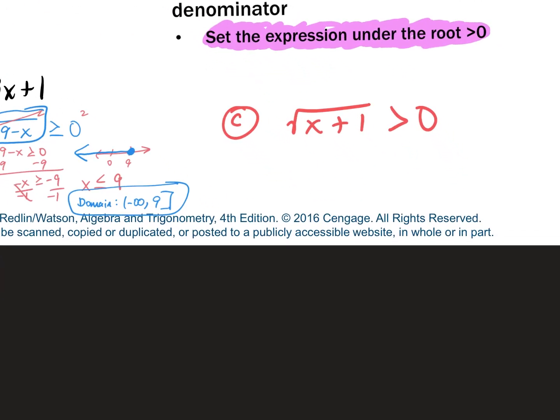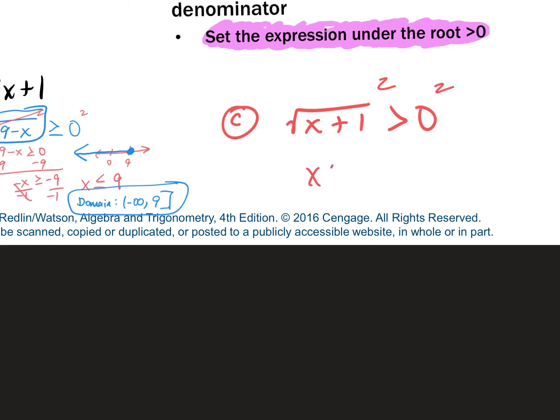Very good. So how do we solve this? Super easy. Can't you just tell what it is just by looking at it? Kind of, but some of them are going to be a little more complicated. So we're going to square both sides, right? So x plus 1 greater than 0. And yeah, you can tell a lot of the times, but I need to see your thought process. So make sure you're doing this. So I'm going to subtract 1 from both sides. I get x greater than negative 1.